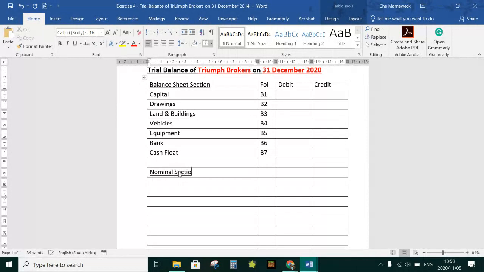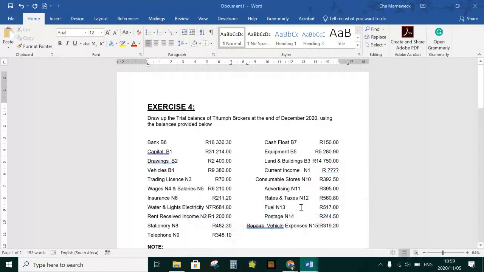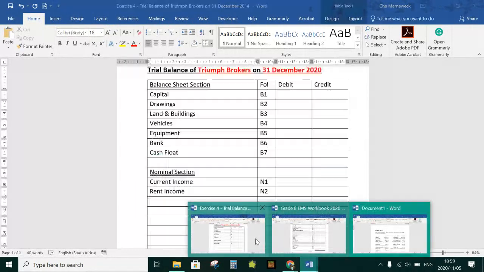Nominal section. So we've got current income, N1, rent income, N2. Whatever's left over is an expense. We're putting it in order. So we have a look. We've got trading license, wages, salaries, insurance, water and electricity, stationery, telephone, consumable stores, advertising, rates and taxes, fuel, postage, and vehicle expenses. So we need to fill those in.